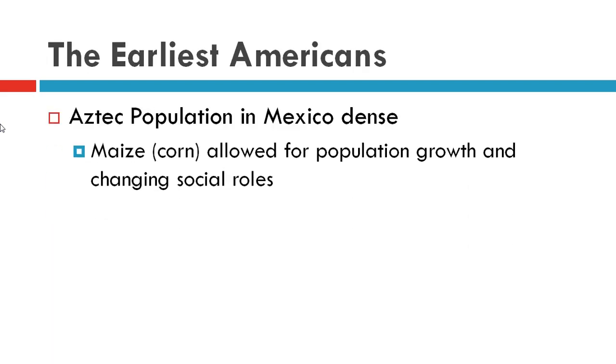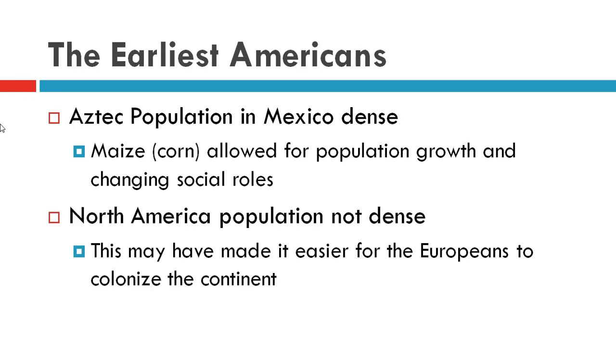The Aztec population in Mexico, for example, became incredibly dense, and we'll see Tenochtitlan here soon enough. But again, maize allowed for the population growth and the changing social roles we just referenced. The rest of North America, the North American population, was not nearly as dense, and that may have made it easier for the Europeans to actually colonize the continent.